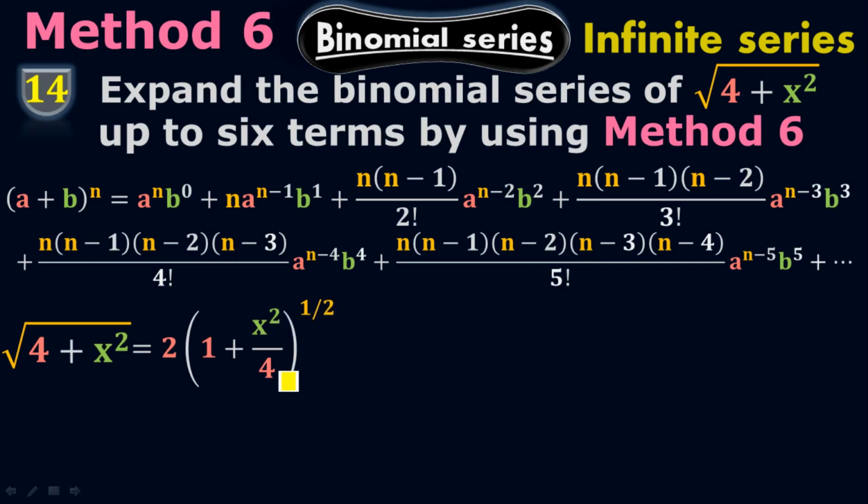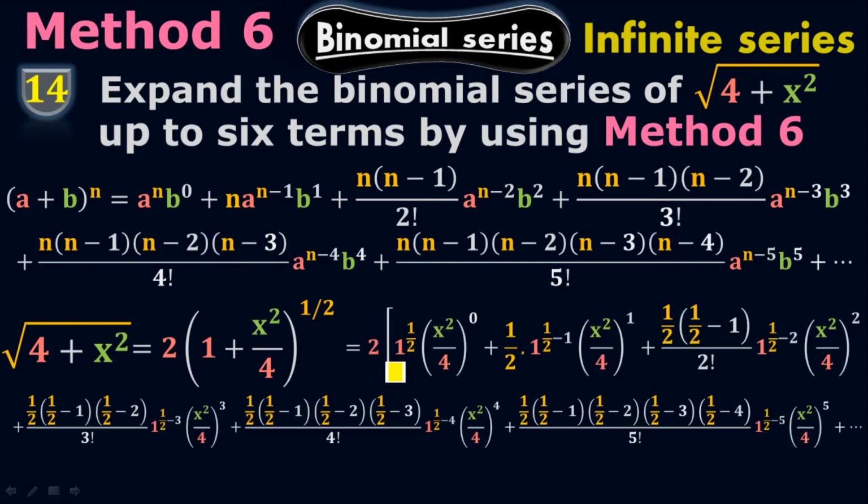x squared over 4 must be less than 1 for the series to be converged. So apply the binomial theorem on this part and this part. Forget about 2 for a moment. What is my n? My n is 1 over 2. So plug in n equals to 1 over 2 all the way for all the yellow n's. What is my a? My a is 1, so plug in a equals to 1 all the way for all the red a's. What is my b? My b is x squared over 4. So plug in x squared over 4 for all the b variables. Remember, we have this bracket for all these expressions.